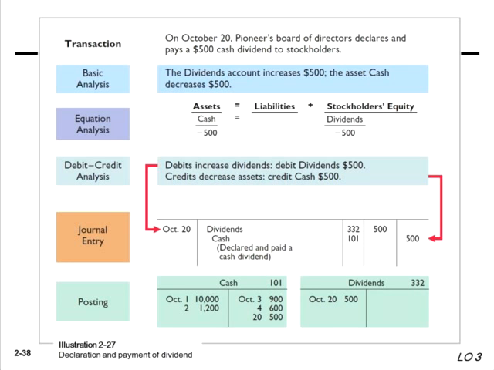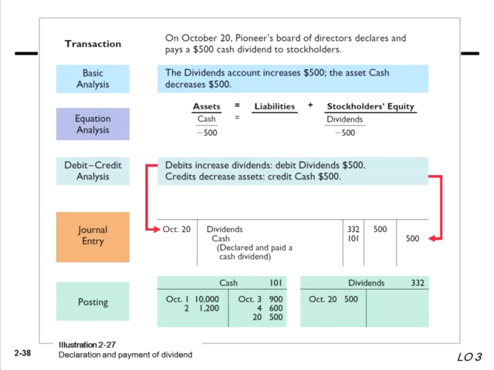If we go to October 20th, Pioneer's Board of Directors declares and pays a $500 cash dividend to stockholders. So, pays $500 cash, we know that's going down. And then dividends will cause stockholders' equity to go down, namely retained earnings. So, to record that journal entry, we're going to debit dividends. And if you remember the first part of the lecture, in order to increase a dividend account, we will debit that, which has the effect of reducing retained earnings, and we credit cash for $500.